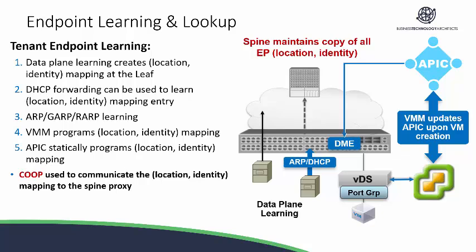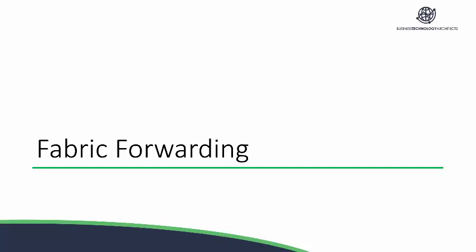So data plane learning creates the mapping at the leaf. DHCP forwarding can be used to learn the mapping entry as well. We've talked about ARP, GARP, VMM, and APIC statically programs the mapping. And all the databases are shared by COOP.